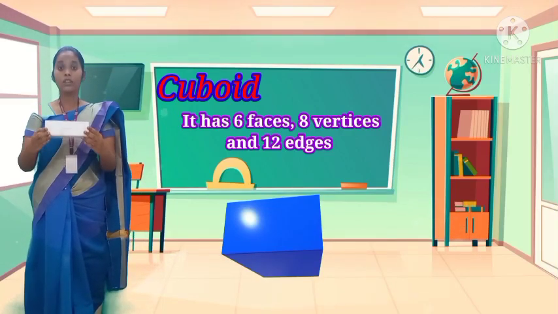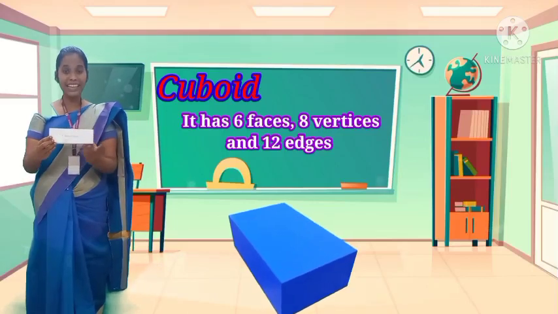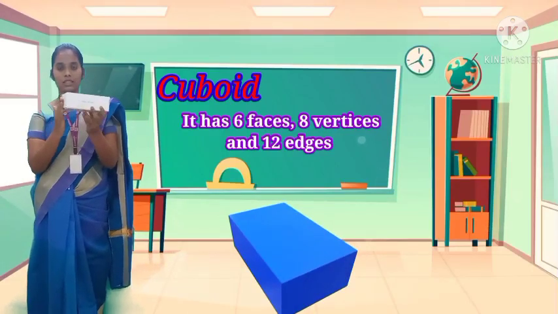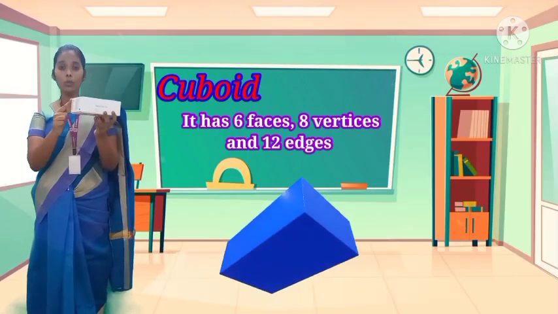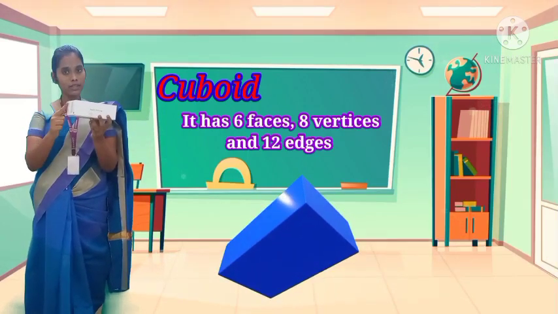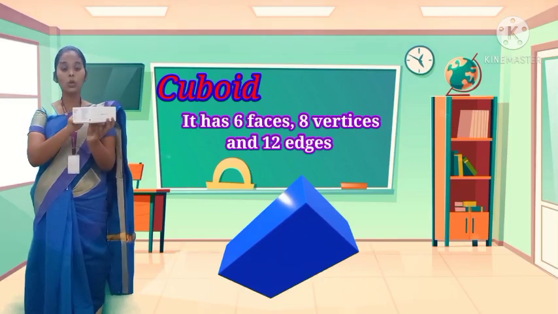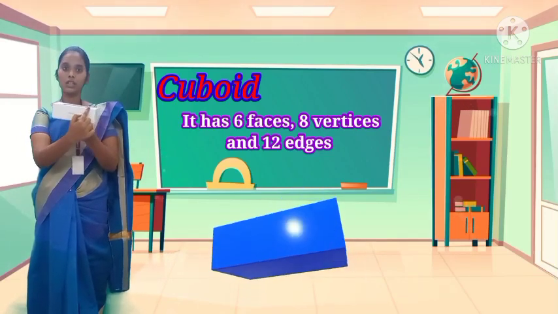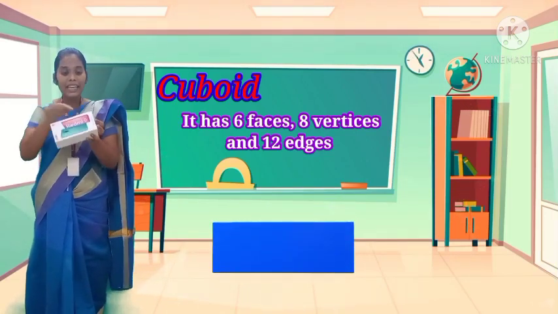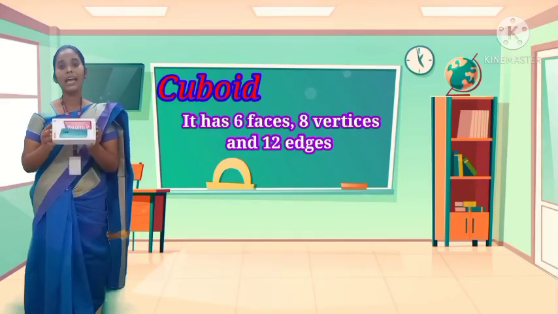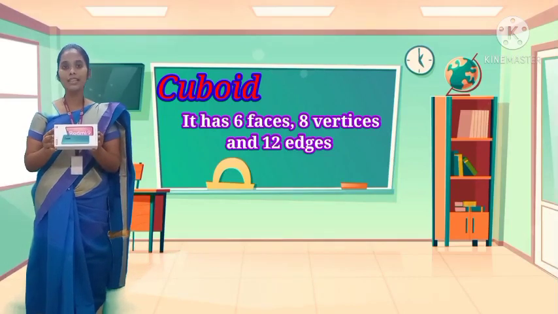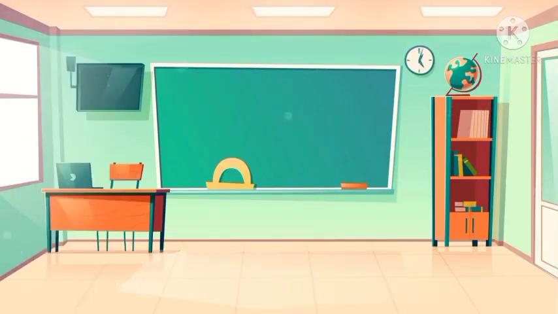Listen children again. Cuboid is a 3D shape. It has 6 faces, 8 corners or vertices, 12 edges, and each face looks like a rectangle.